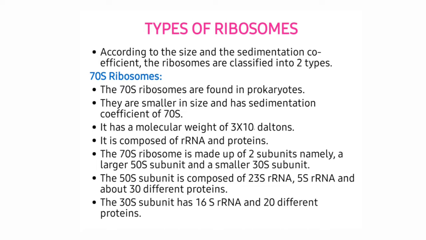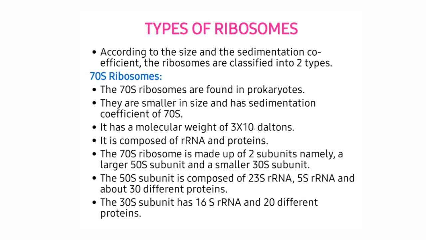What are 70S ribosomes? The 70S ribosomes are found in prokaryotes. They are smaller in size and have a sedimentation coefficient of 70S. It has a molecular weight of 3 × 10^6 daltons. It is composed of ribosomal RNA and proteins. The 70S ribosome is made up of two subunits, namely a larger 50S subunit and a smaller 30S subunit.